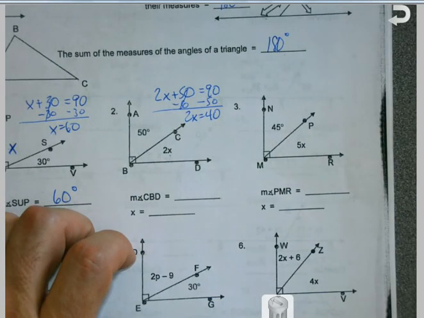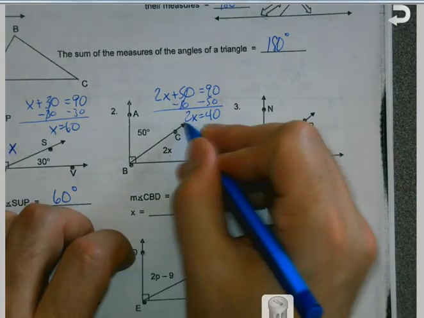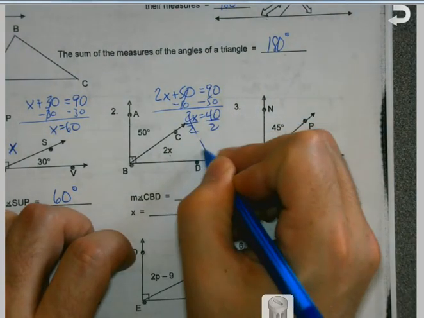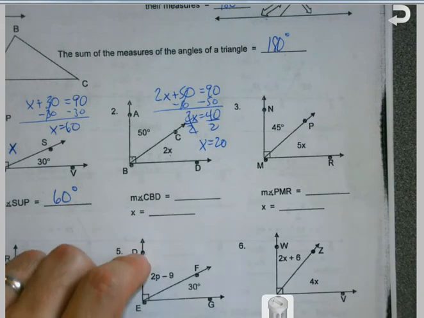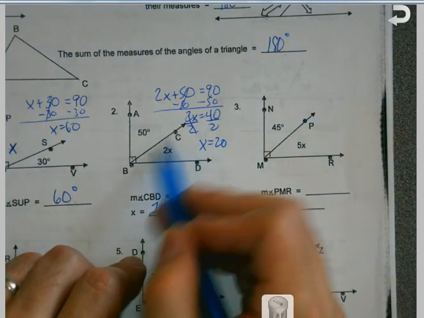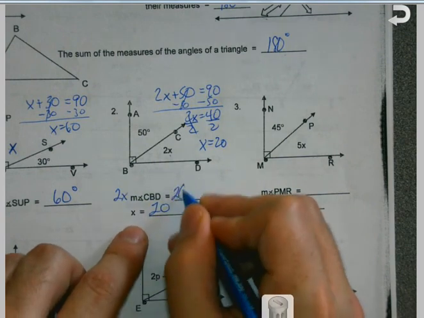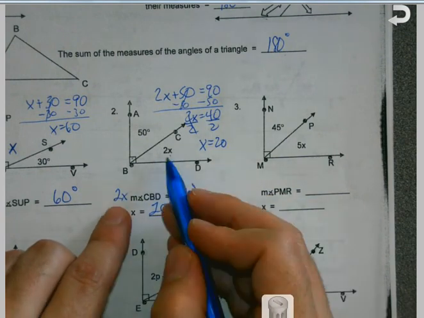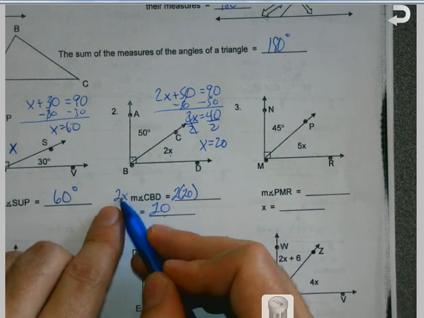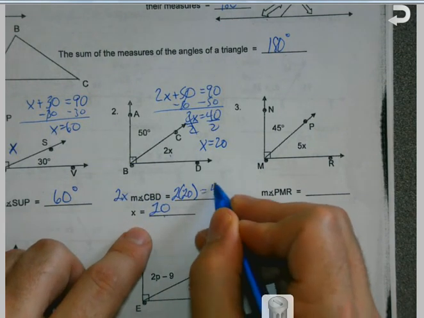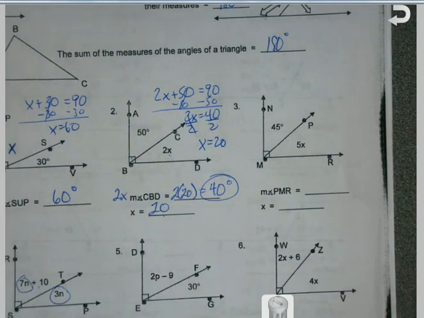Okay. Perfect. So my x value is going to be 20, and then that's 2. I don't have to divide anything. Here, I know what x is. I just got to plug that number in. So 2 times 20 is 40.